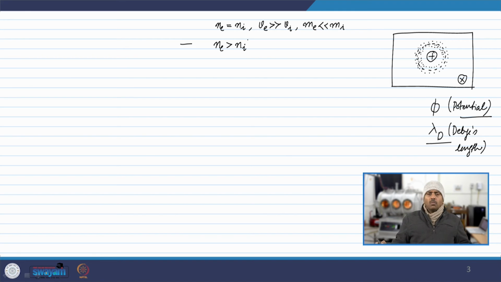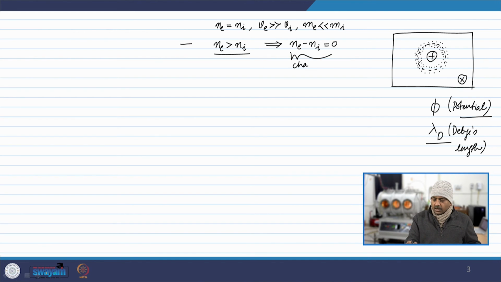We assume a homogeneous distribution of electrons and ions before we put the positive test charge. Since there are a lot of electrons concentrated around the positive charge, all the negative charges are in this sphere, and within the vicinity, the number of electrons is greater than the number of ions, which means that Ne minus Ni is not 0. You see, this is nothing but charge separation. This condition refers to charge separation.